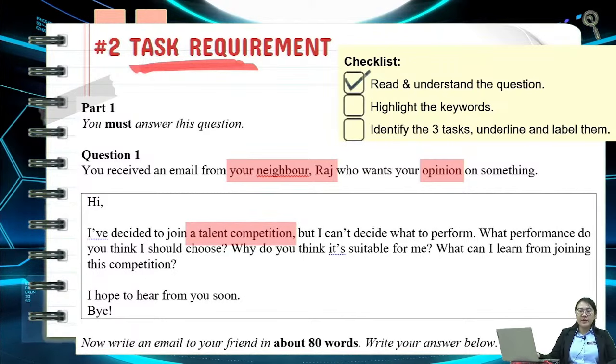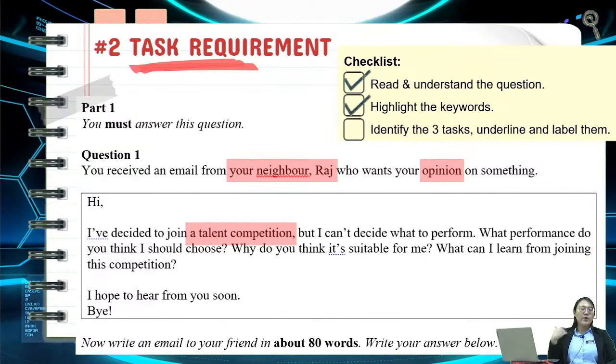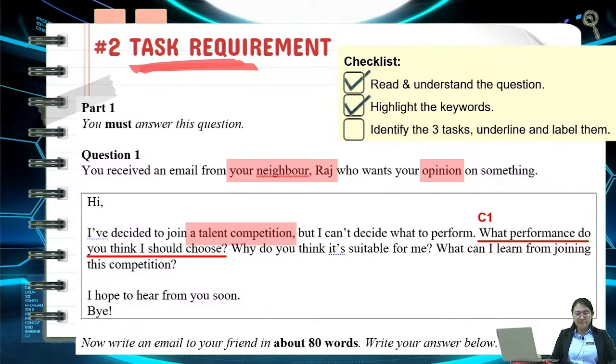Okay? So tick means we read and understand the questions already. Now we already highlighted the keywords. And the next part that we are going to look at is we have to identify the 3 tasks that are stated in these questions. So the first question, what performance do you think I should choose? You need to suggest a type of performance to Raj for him to perform in this talent competition. All right, let's label it C1. That is our first point.